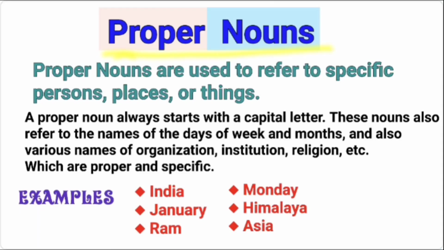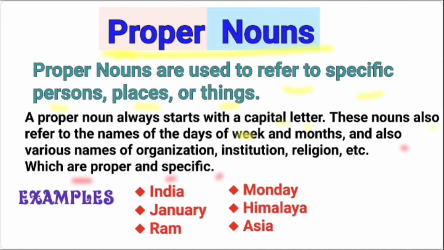Proper nouns. Proper nouns are used to refer to a specific person, place or thing. A proper noun always starts with a capital letter. Students, just remember that we always use proper nouns with capital letters. These nouns also refer to the names of the days of the week and months, and also various names of organizations, institutions, religions, etc., which are proper and specific.